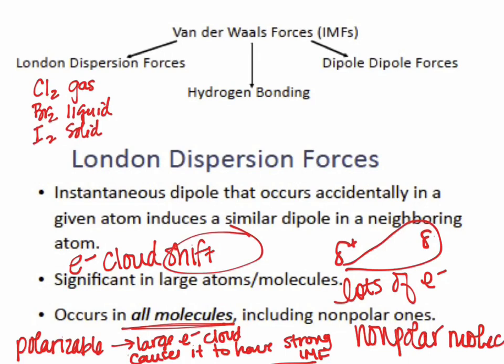Iodine has more electrons, which means it is more polarizable, which means it has a stronger IMF. Stronger IMFs mean the molecules are going to be held together and make it a solid. Whereas if you have a weaker IMF, you're going to start to become a gas. It's a stronger IMF because of its size, because it's more polarizable, because it has a large electron cloud.